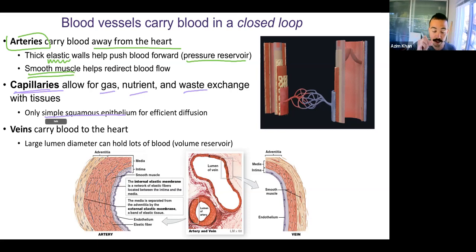And by having simple squamous, they're super thin. If I draw in a circle, super thin cells, you can easily get substances in or out of that blood vessel. There's efficient diffusion. That's represented here. So you get blood flowing this way, and you get exchange at the capillaries.